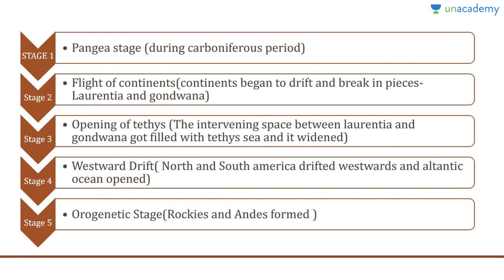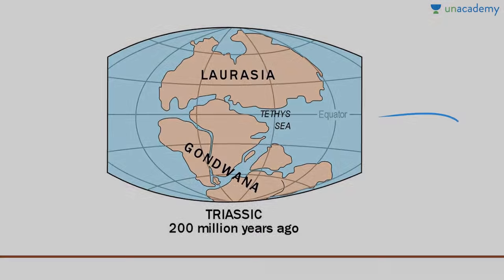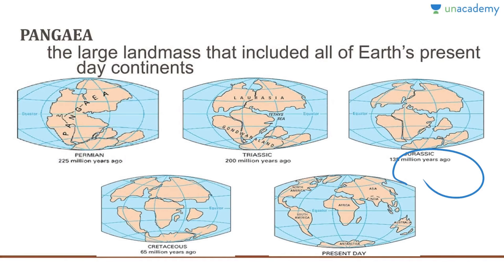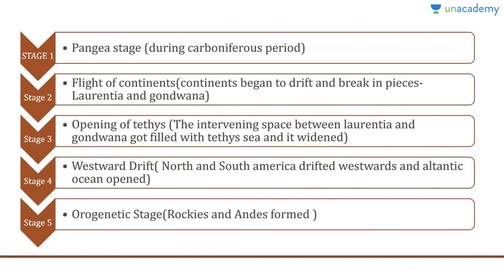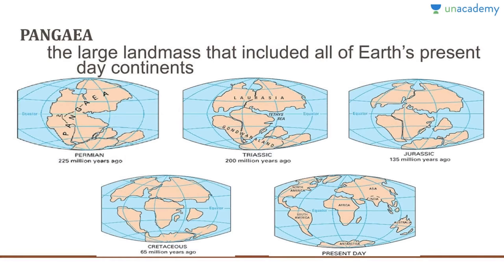Then the opening of Tethys. The intervening space between Laurentia and Gondwana was filled with Tethys Sea and it gradually widened. You can see this Tethys Sea gradually opening up. In the fourth stage, westward drift of continents took place, specifically North and South America. They drifted westward and it led to the opening of the Atlantic Ocean. So South America drifted westward and North America is drifting westward. The last stage is the orogenetic stage. In this phase, the Rockies and Andes mountains were formed. So these are the different phases of continental drift theory.